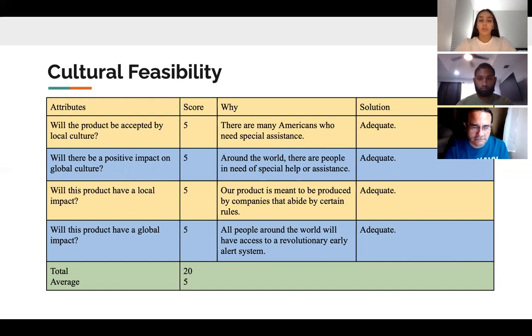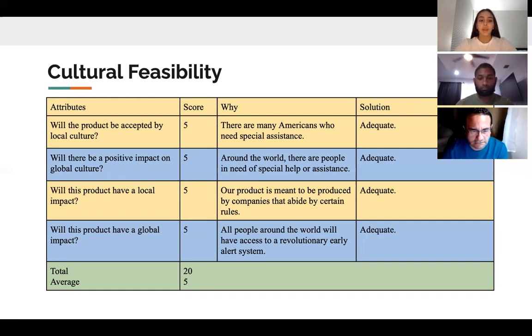Will this product have a local impact? We give it a 5. Yes, and our product is meant to be produced by companies that abide by certain rules. So we think that these companies will be able to take on this product and produce it.